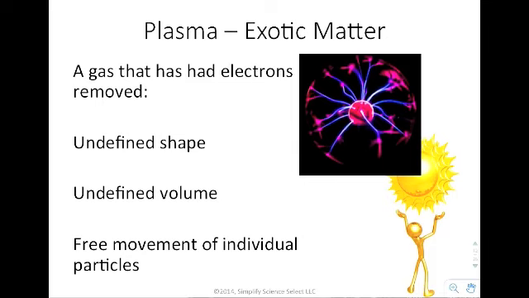Plasma is an exotic form of matter. It's the one we're going to talk about in this class because all plasma is a gas that's had electrons removed. So it's basically the same thing as a gas. It has undefined shape, undefined volume. The only difference is it's missing electrons.